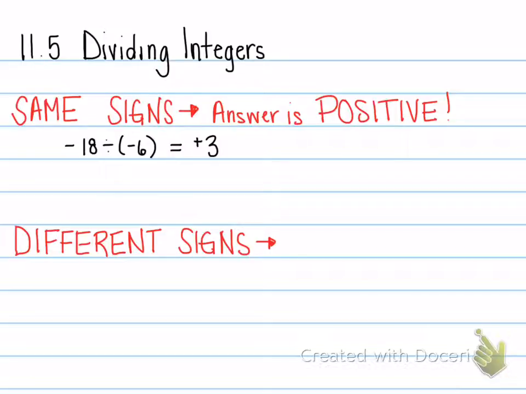Or just remember the fact that fractions are division problems. So it might be negative 18 divided by negative 6, looking like that, and then the answer is positive 3. We know that when the signs are different, the answer is always negative.